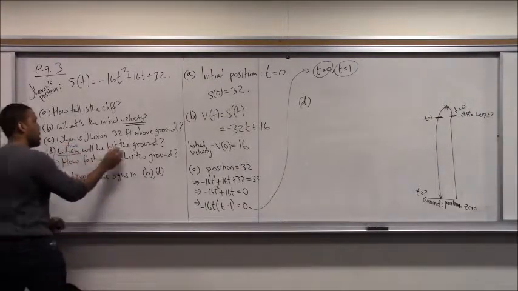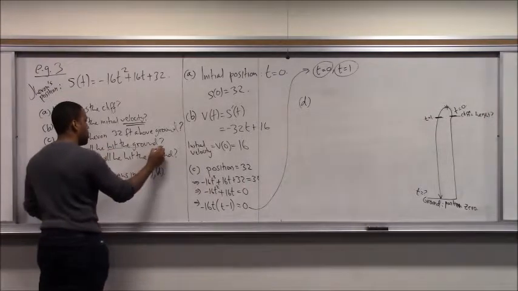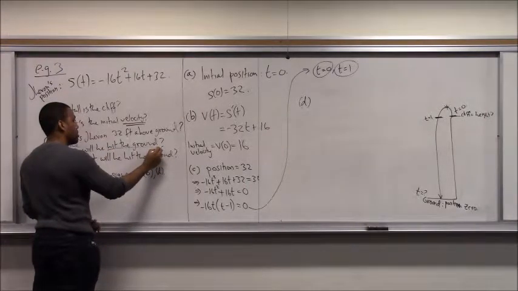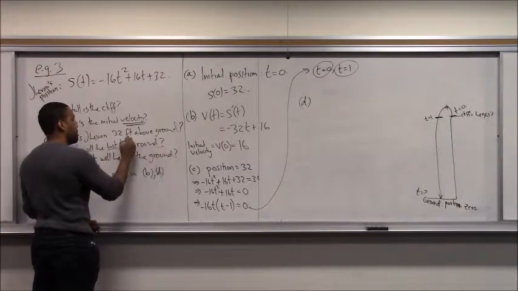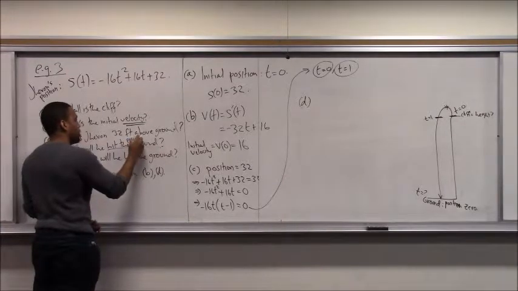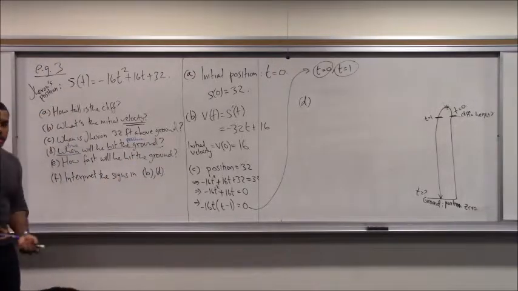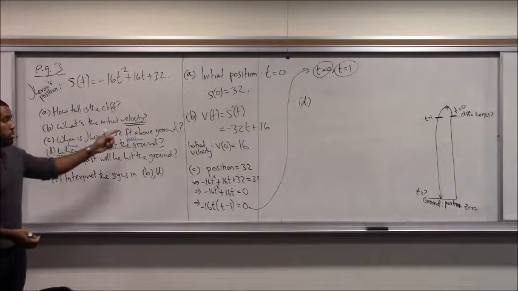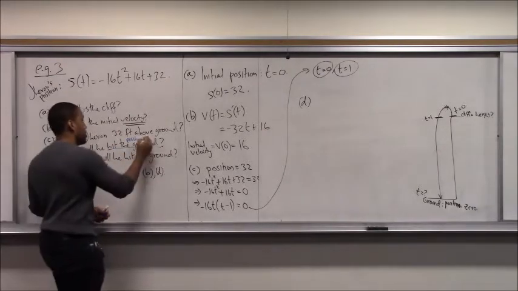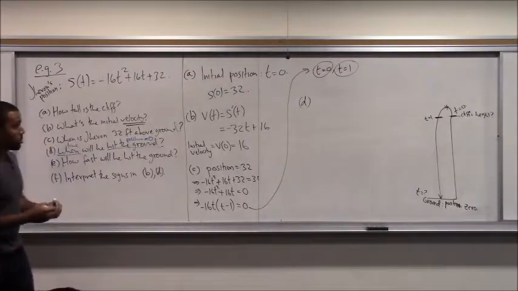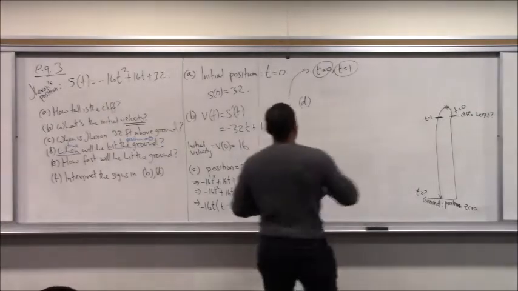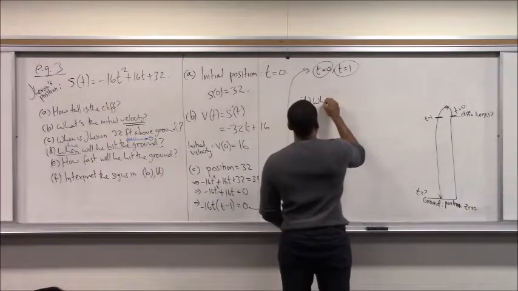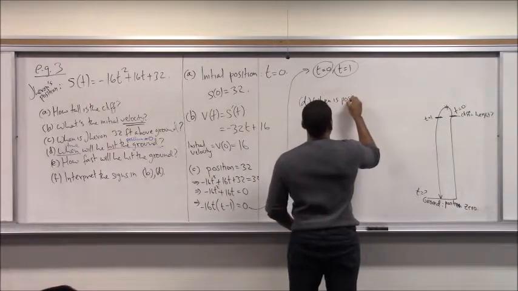So the time when he hits the ground, how would you explain that? The ground is position, and what position? 0. Position is 0. Right? So when you read that, when will he hit the ground? What you should interpret that as is, they're asking me for the time when position is 0.